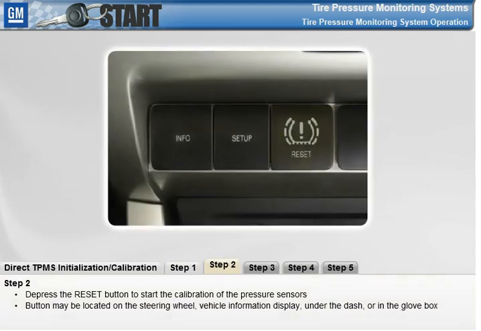Once the TPMS reset calibration prompt is located, depress the Reset button. This will start the calibration of the pressure sensors. The Reset button may be located on the steering wheel, vehicle information display, under the dash, or in the glove box.